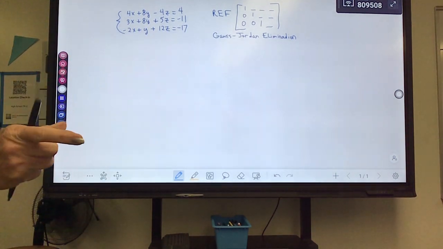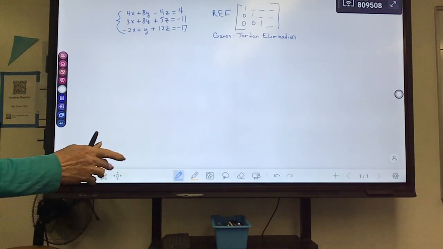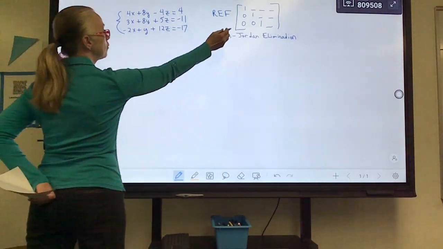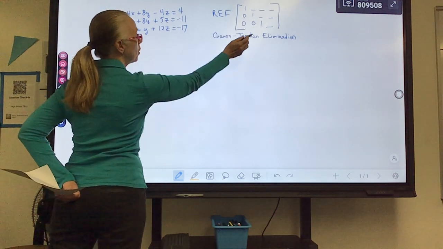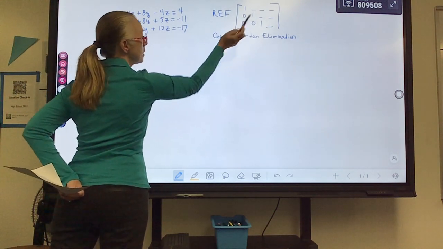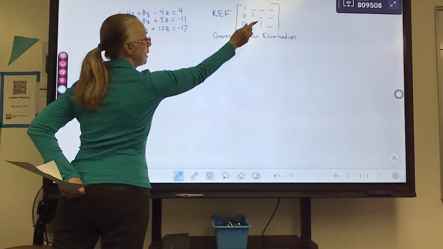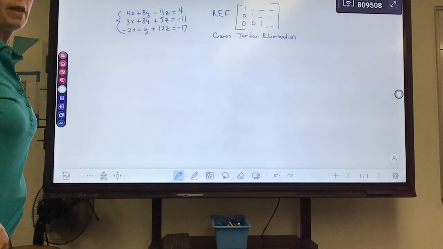And we're going to take our matrix and make it into this form where we have our first column as 1, 0, 0. And our second column, we want to get the 1 and the 0 in that form. And then the last one, hopefully we can get a 1 there.